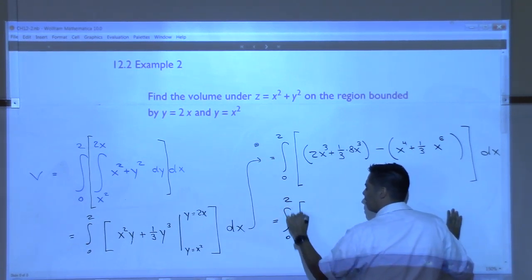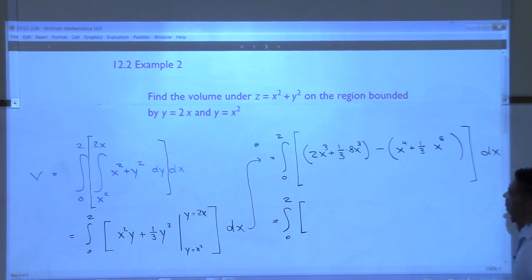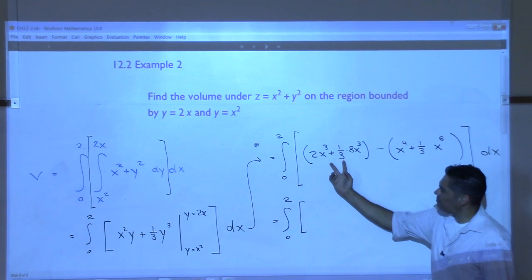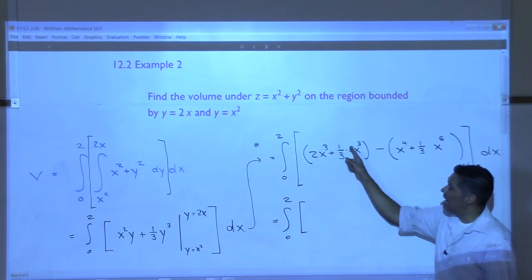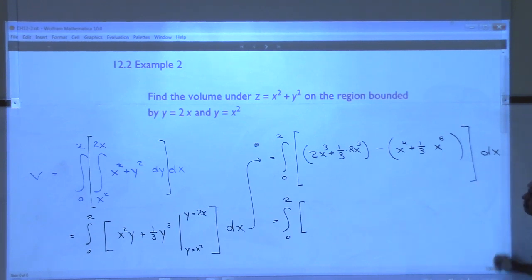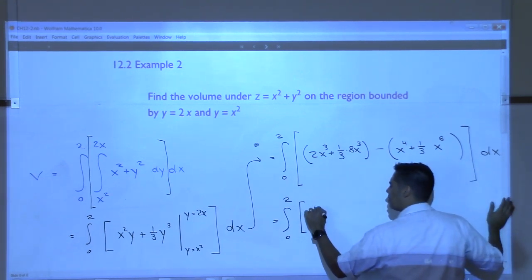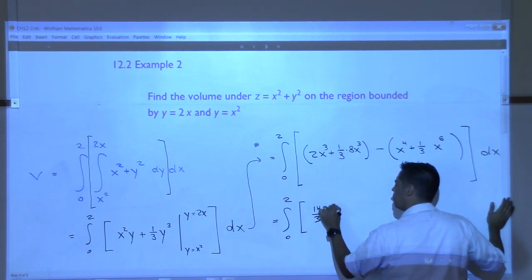All right, I don't really need the brackets, but I'll put them here. Looks like we have some like terms here, right? These are both x cubes. So this is 2x cubed, this is 8/3. So what is that if we combine that? 14/3 x cubed. So 14/3 x cubed.